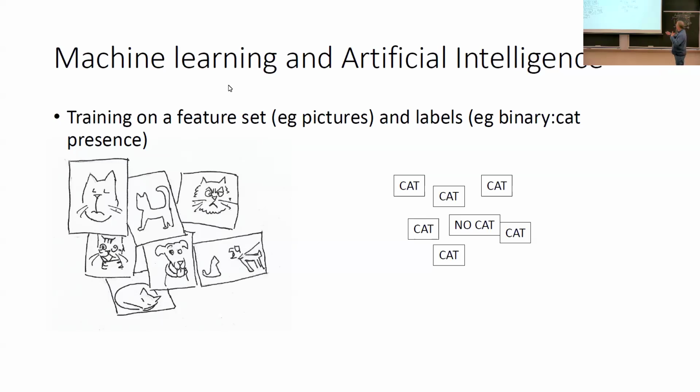To explain the principle of how the machine does the magic, you provide a picture and a label. So the feature is the picture, and the label is a binary label. Here we say cat when there is a cat, no cat when there is no cat. Say 1 when there is a cat, and -1 when there is no cat.